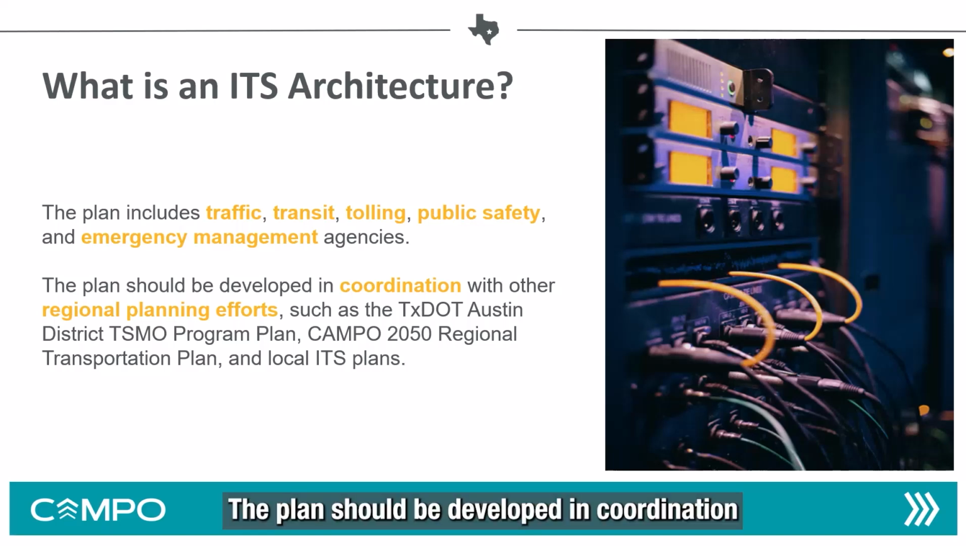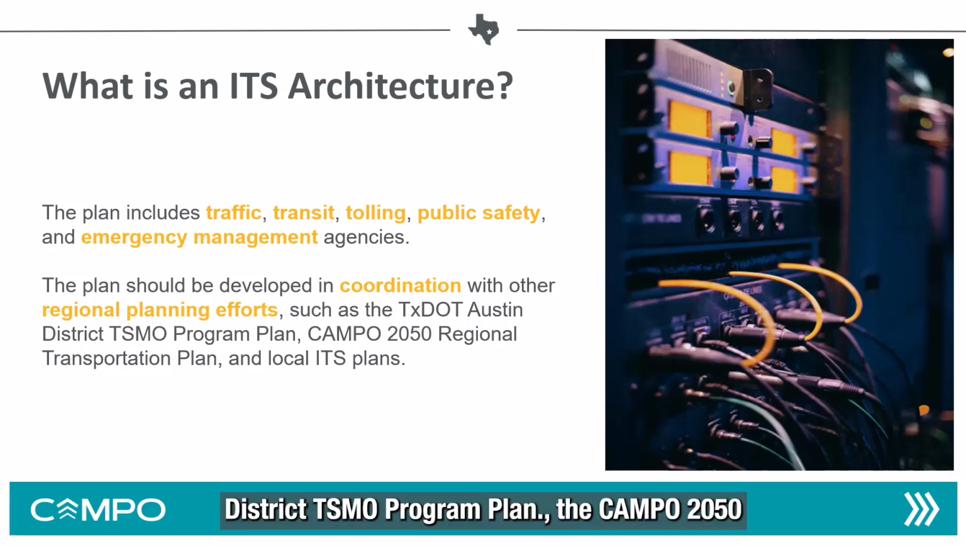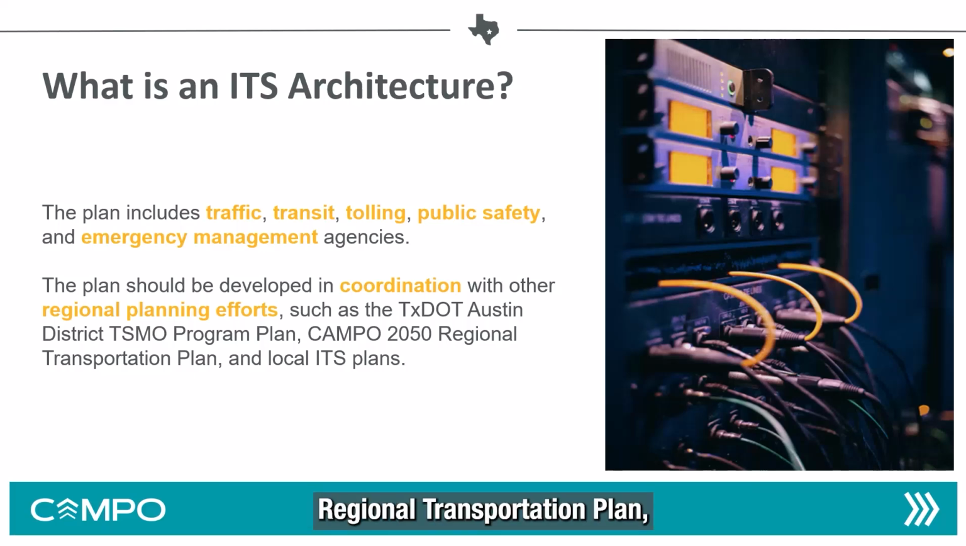The plan should be developed in coordination with other regional planning efforts. In the case of the Central Texas Regional ITS Architecture, this includes the TxDOT Austin District TISMO Program Plan, the CAMPO 2050 Regional Transportation Plan, and other local ITS plans.